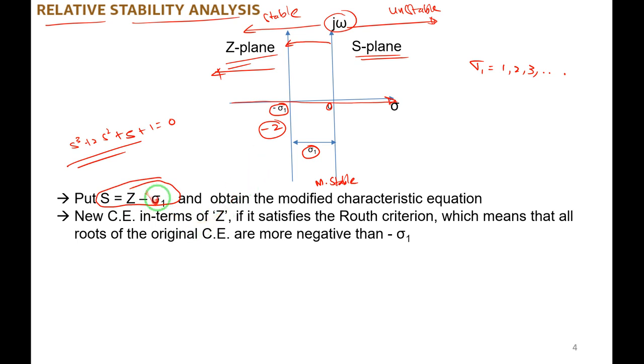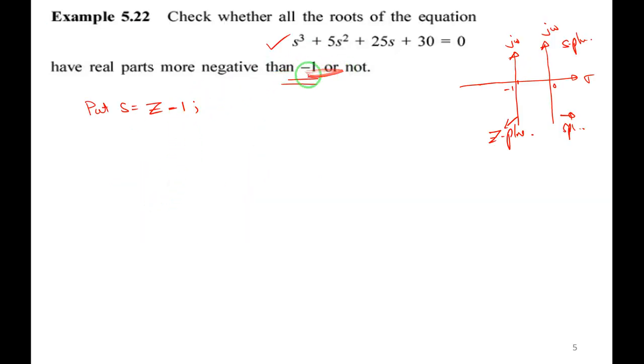Don't go by this z minus sigma 1, right? Whatever value they are given, it is minus sigma 1. So sigma 1 is 1. I hope you are getting it. Don't get confused. Sigma 1 is 1. So substitute z minus sigma 1, sigma 1 is 1. Okay.